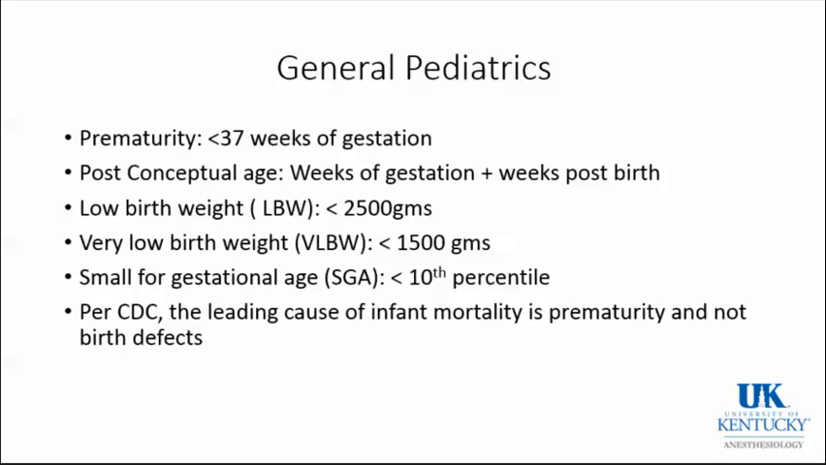A low birth weight child is a child that weighs less than 2,500 grams at birth, and a very low birth weight child is one that weighs less than 1,500 grams. Small for gestational age are babies that are less than the 10th percentile. And according to the Center for Disease Control, the leading cause of infant mortality is not congenital deformities, but actually prematurity.